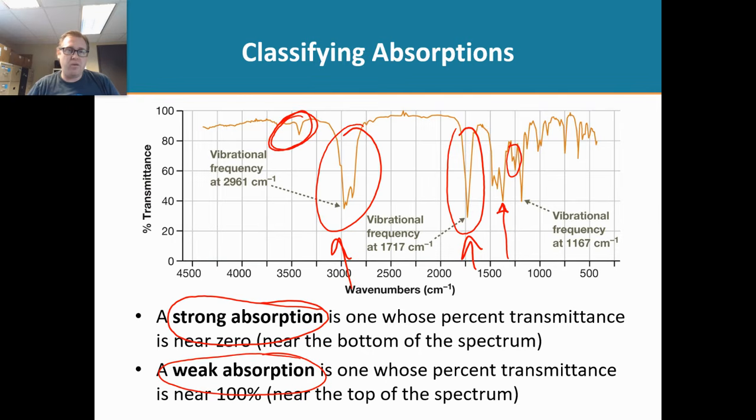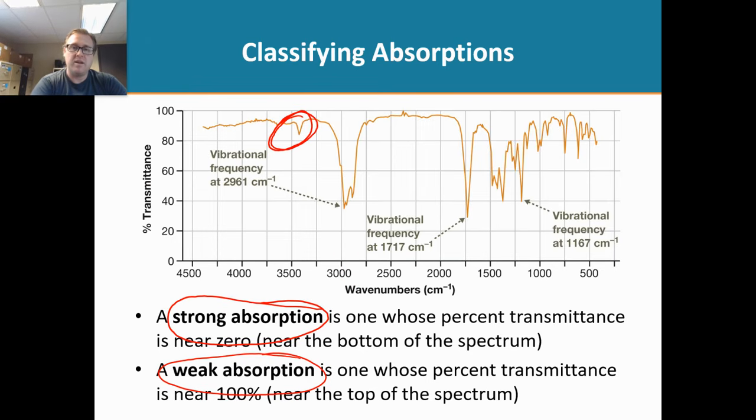You're not going to be quizzed and tested on distinguishing between this one and that one if they're strong or not. Okay, the comparisons are going to be much more drastic. So if I asked you between those two circle peaks, which one's the strong absorption? Clearly this one. Okay. So those are some classifications that you need to know. Learning organic chemistry is like learning a new language. There's going to be some terms that you just need to know.